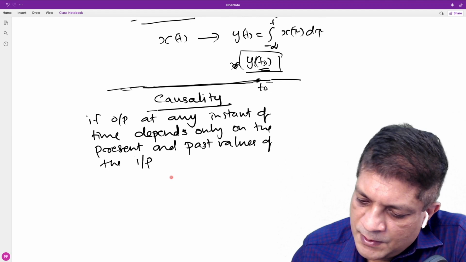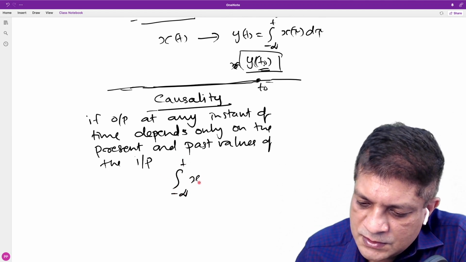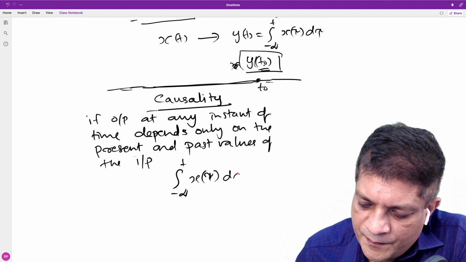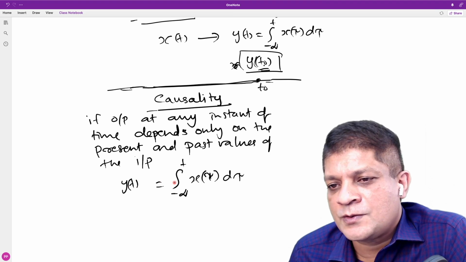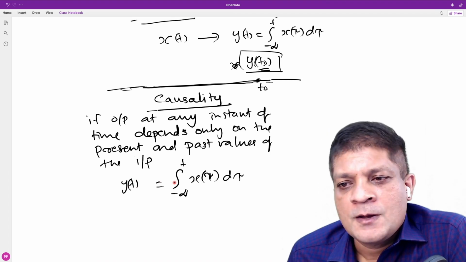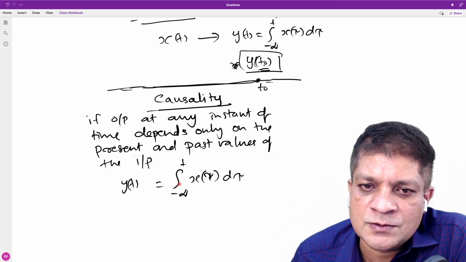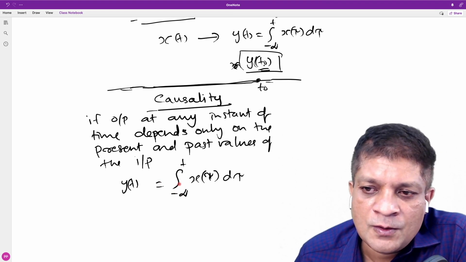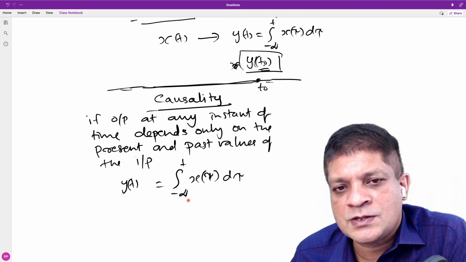Let us consider an example. What about this integrator? Is it a causal system or non-causal system? It is a causal system because the output depends only on the past and present values, isn't it? It is not depending on the future values of the input signal. So this is a causal system.